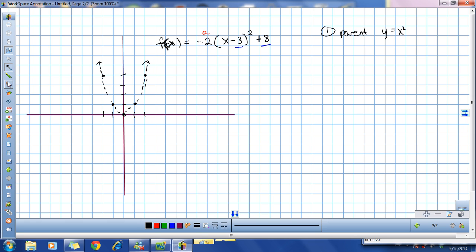Now, all my other transformations are going to be based on the equation that I was given before. So remember, always do horizontal shifts first. So in here, that minus 3 means shift right 3. So I'm going to take each of these points and move them to the right 3. 1, 2, 3. Here's my new point. 1, 2, 3. Here's my new point. So I shifted it.